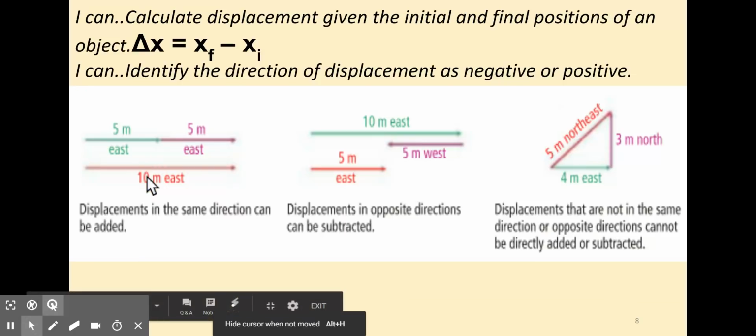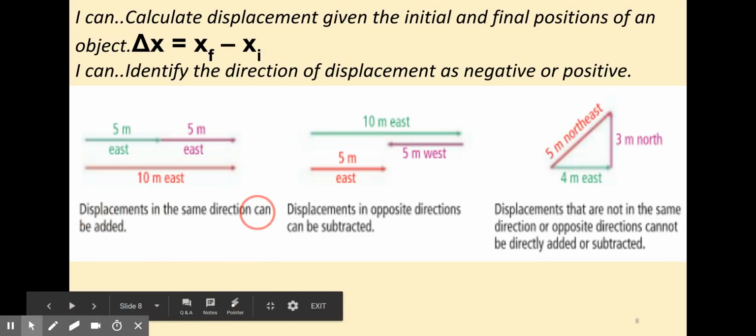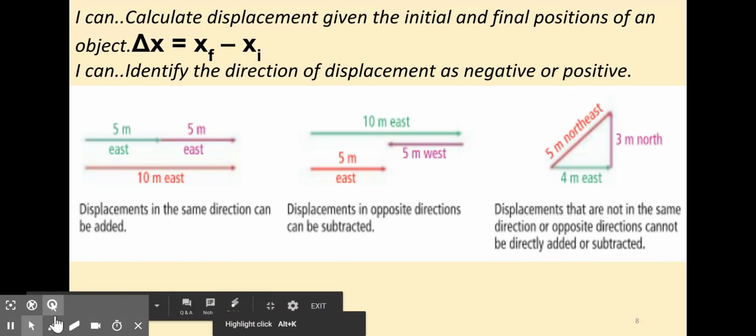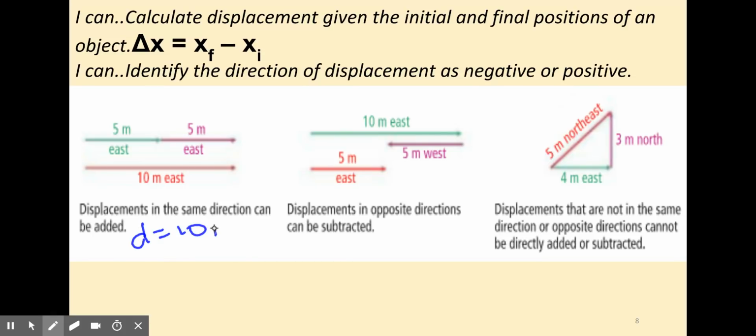Let's practice doing that. We can talk about displacement in the same direction can be added. So if we go 5 meters east, stop and tie our shoes, 5 more meters east, our distance traveled is 10 meters, and our displacement is 10 meters.